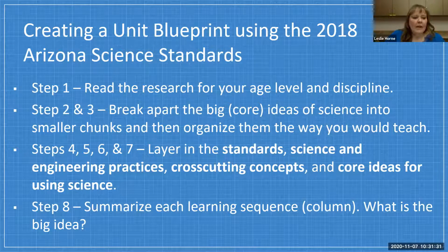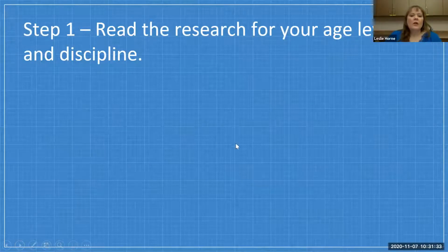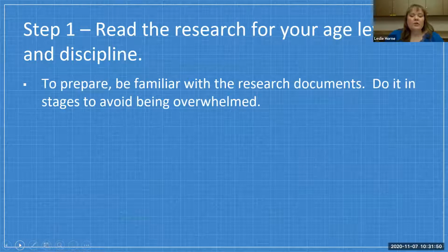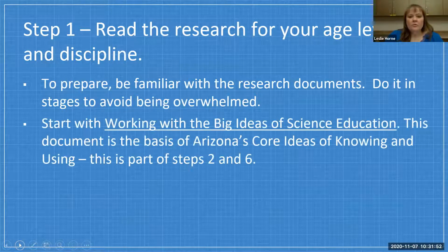So again, there's going to be 8 steps. Let's go through those. So we're going to read your research first and foremost. Every discipline has some research that is found in the 2 documents that are most important for us. And you want to start by reading those. So you want to look into those research documents.